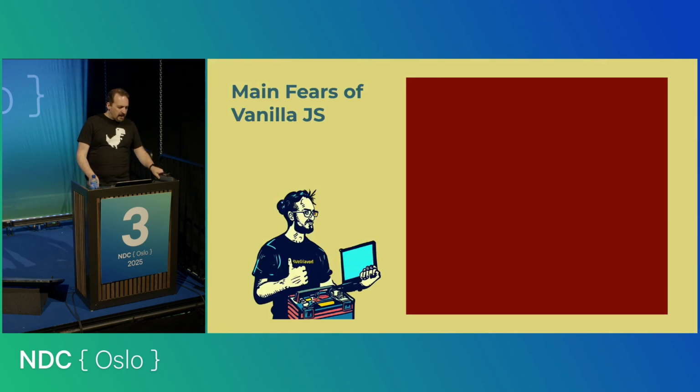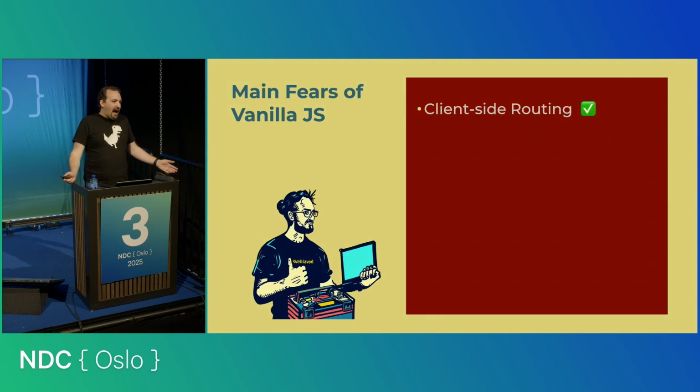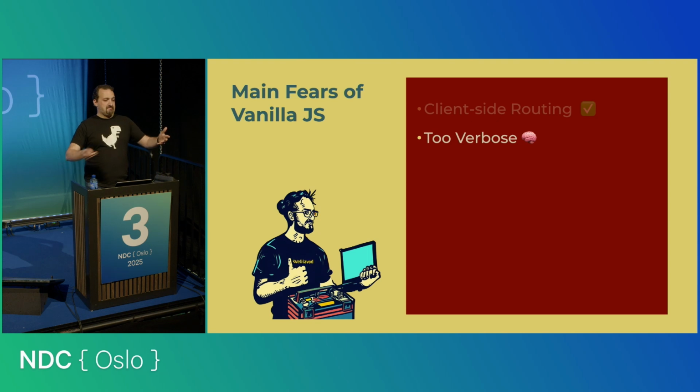So going back to the original list of main fears. Client-side routing is pretty straightforward. I don't see how that's a problem, to be honest. To propose, it's up to you. So if you want to use functions to create components instead of classes, you can quickly create a micro library with 15 lines of JavaScript that will let you make it that way.